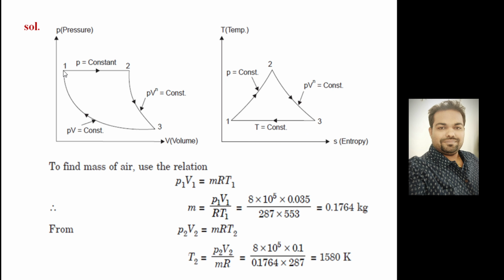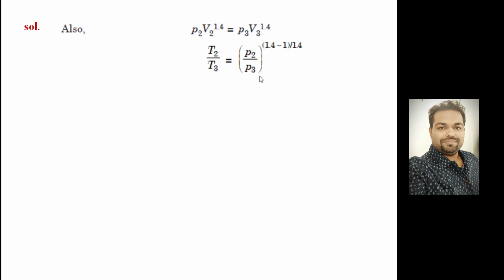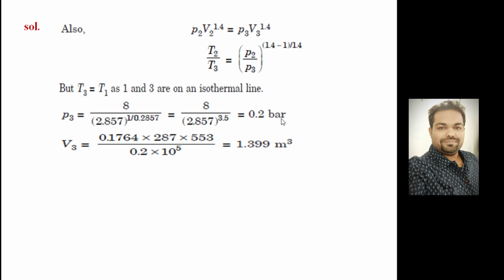But the problem is I may not know P3, so P3 needs to be calculated. I know P1, P2, but P3 is unknown to me, and T3 is equal to T1. That is already a process. T1 and T3 are there, and T2 I already calculated. So with the help of T2, T3, and P2, I can get P3. Look at this equation: T2, T3 are known, P2 is known, and P3 is unknown, so that can be calculated. So P3 can be calculated, 0.2 bar. The moment I know the P and T at 3, I can get the volume at 3 by using the ideal gas equation of state. So V3 is also calculated.